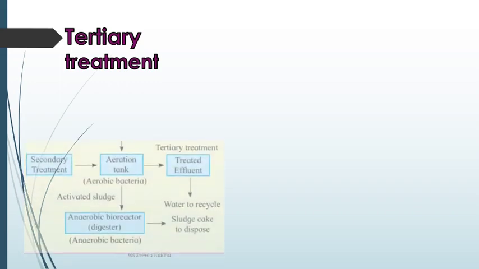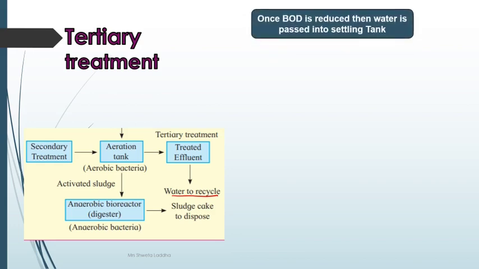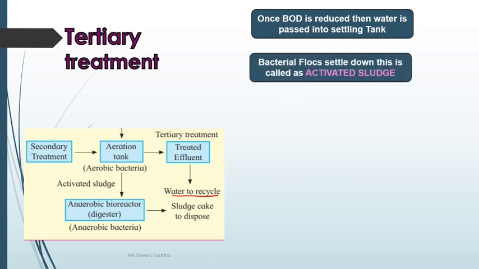The tertiary treatment begins. In the tertiary treatment, listen carefully, the water which was treated in the aeration tank or secondary treatment is sent to recycle. But whatever flocks were there, these flocks are then sent to the anaerobic bioreactor digester. So once the BOD of the water is reduced, it is passed into another settling tank. The bacterial flocks, very important, are allowed to settle down, and this settled flock is now called the activated sludge.